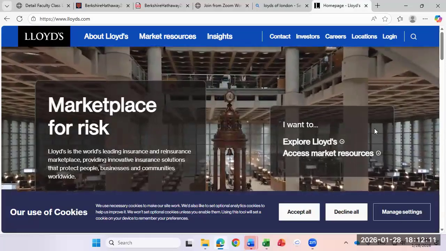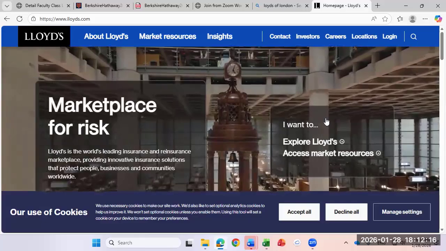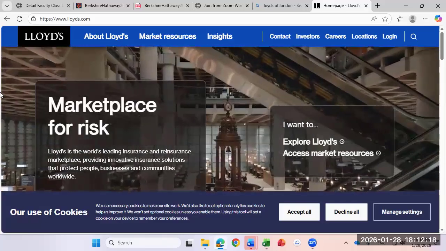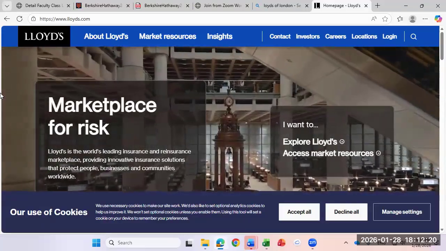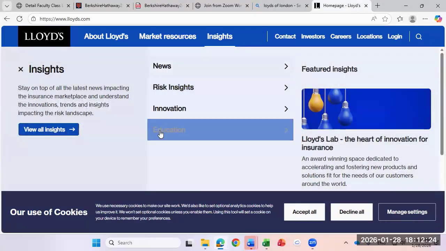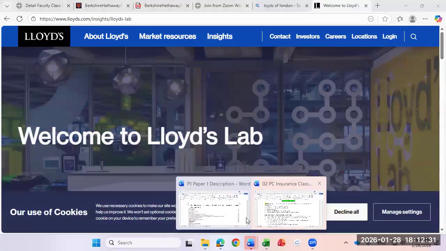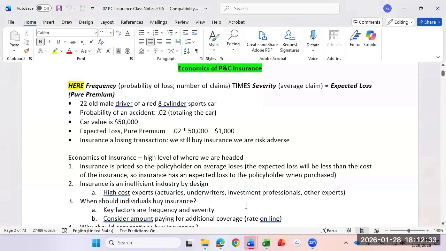Lloyd's of London, they have a really famous building. I've never been to the UK. When I go, I would definitely want to visit their building. It's really, really famous, really beautiful building, very open. And they have an insights section. So there is a good website there, very interesting. But they're another reinsurer, just like Berkshire Hathaway.